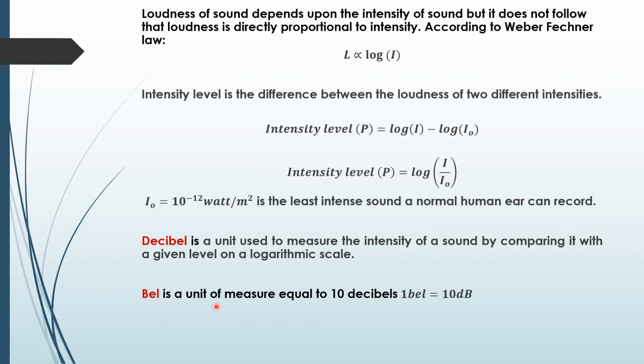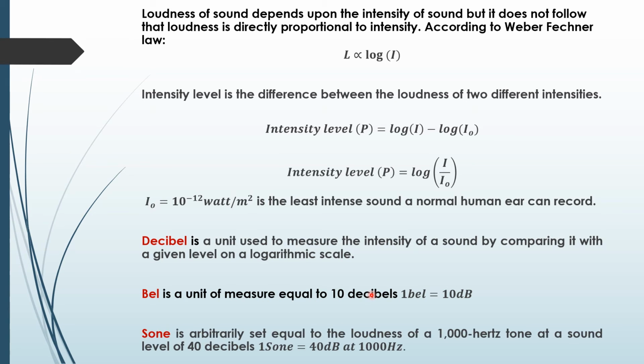Then bell is a unit of measure equal to 10 decibels. So 1 bell is equal to 10 decibel, and then swan is an arbitrary set equal to the loudness of a 1000 hertz tone at a sound level of 40 decibels. So one swan is equal to 40 decibels at 1000 hertz.